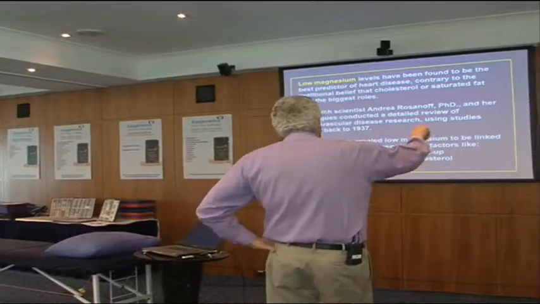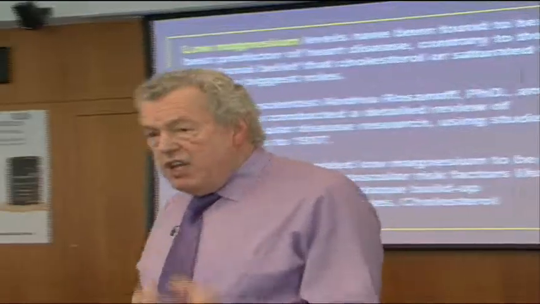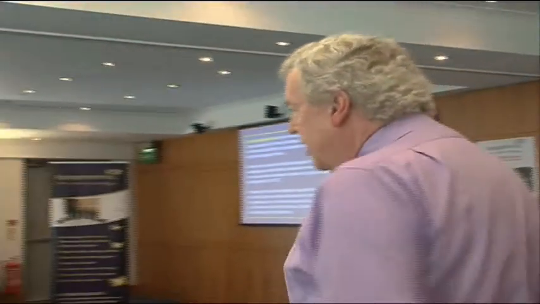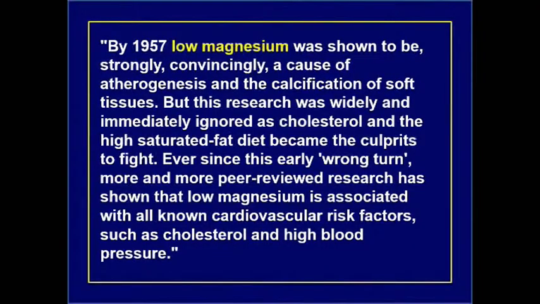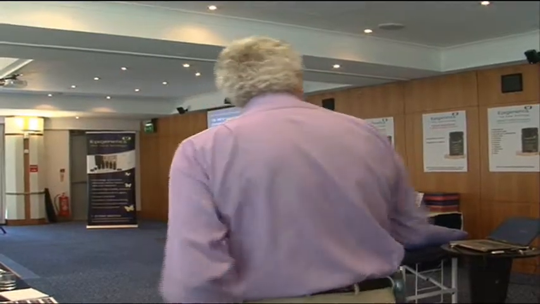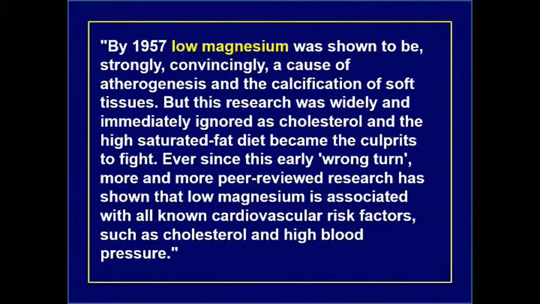Research by Rosanoff and her colleagues conducted a detailed review of cardiovascular disease going right back to 1937. Research revealed low magnesium to be linked with all known cardiovascular diseases like hypertension, arterial plaque, calcification of soft tissues, cholesterol, hardening of the arteries. All fairly obvious to us in natural medicine that magnesium has tremendous roles. In 1957, low magnesium was shown to be strongly, convincingly a cause of atherogenesis and the calcification of soft tissues. Obviously, because without magnesium, you're allowing calcium to enter into the cell, and it's not going to come out on its own.